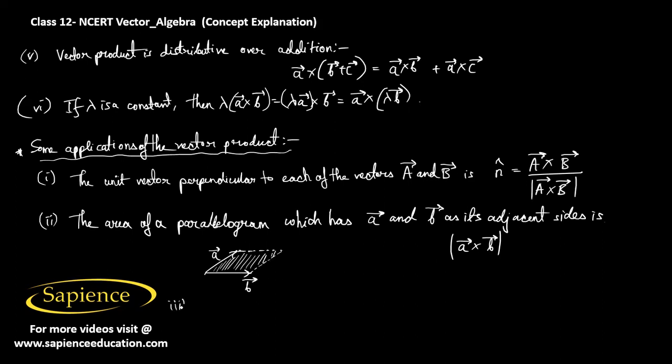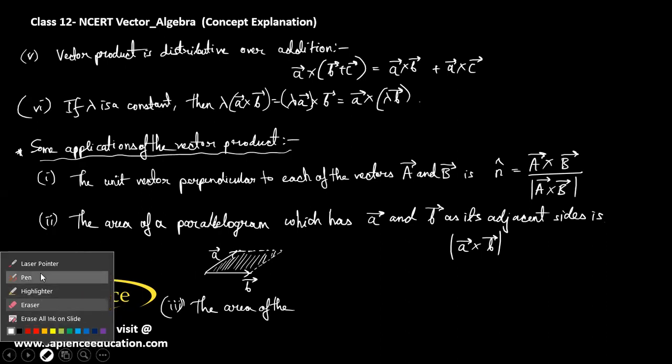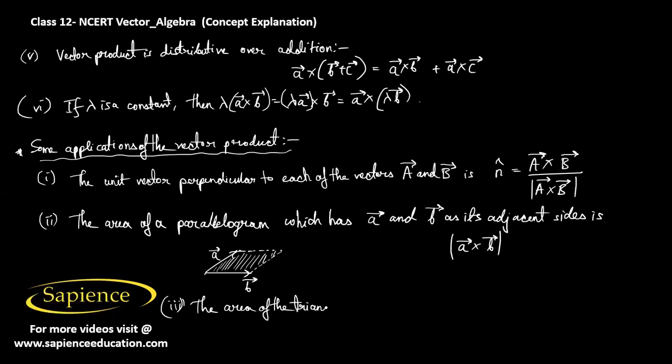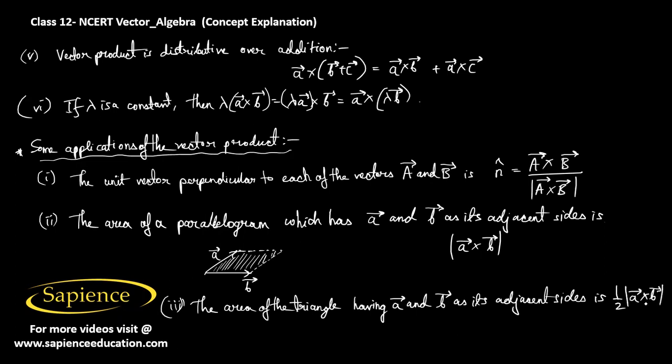Then the third application is the area of the triangle. The area of the triangle having A vector and B vector as its adjacent sides is given as half of the magnitude of A cross B vector.